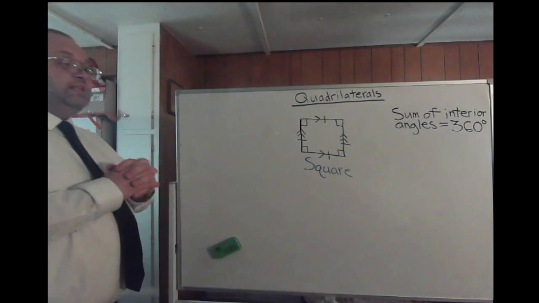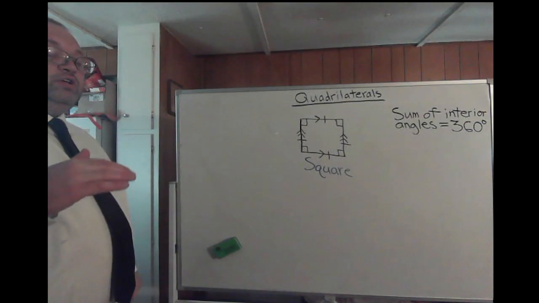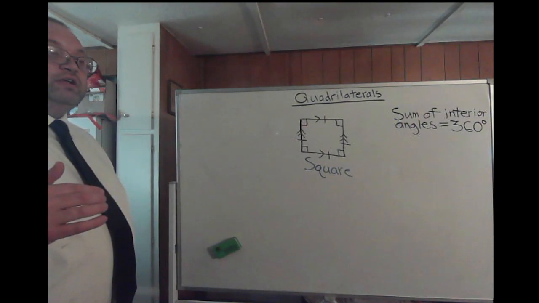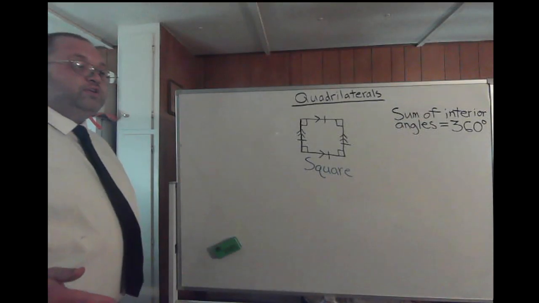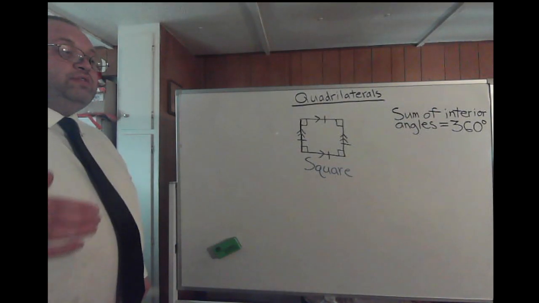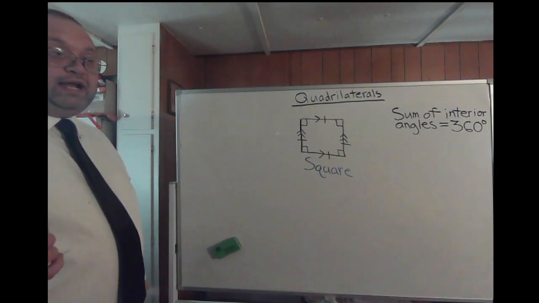In a square, you got four right angles, but all four sides are congruent to each other. So let's break this down. You got a parallelogram where you have two pairs of opposite sides that are parallel to each other and congruent to each other. You have a rectangle that's a parallelogram that has four right angles in it. That's what makes it a rectangle. It has four right angles.